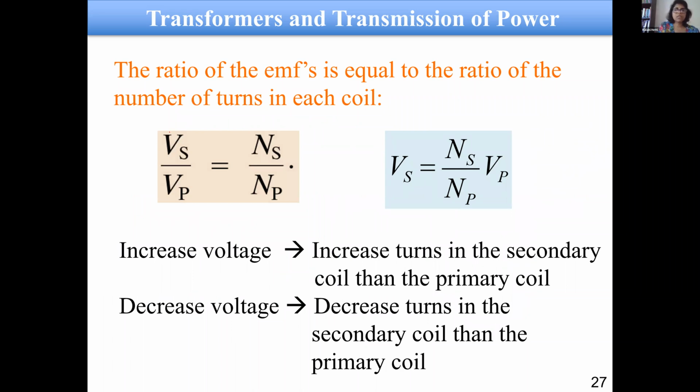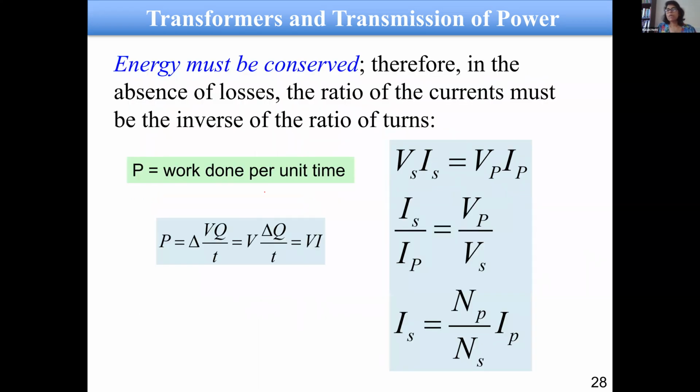Basically, for the voltage ratio, you see that secondary voltage divided by primary voltage is equal to secondary number of turns divided by primary coil number of turns. It always increases the secondary coil voltage if you have more turns. Okay, but since energy is conserved, your power will be the same. Power equals V times I, as we discussed in the last section. So secondary coil voltage times secondary coil current should be equal to primary coil voltage times primary coil current.